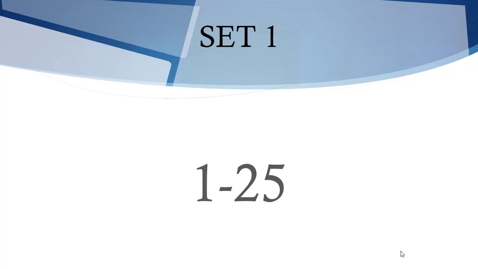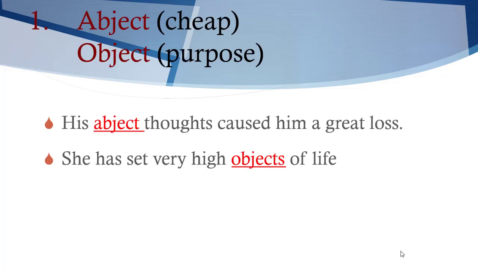Yes, dear students, today we are going to do the first 25 pair of words from our set 1 from Ideal English Grammar. Our first pair is abject and object. The meaning of abject is cheap, mean, low valued, whereas the word object means purpose, goal.